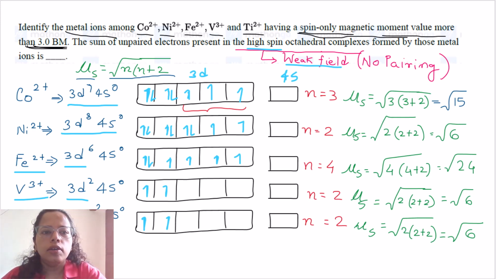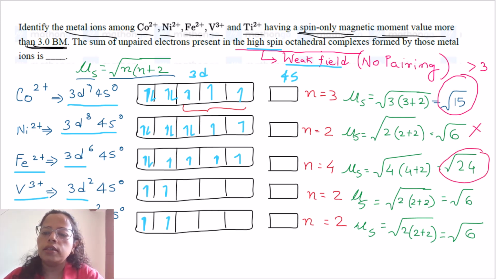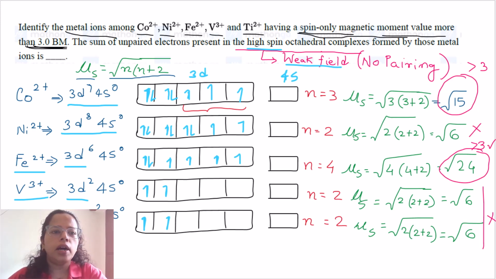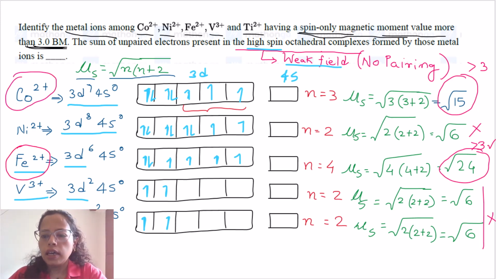Now amongst these, we have to see which ones give a μ spin-only value greater than 3. So √15, yes, that will be greater than 3. √6 is not greater than 3. √24, yes, it is also greater than 3. √6, both are not greater than 3. So you can see very well that amongst the 5 metal ions, only cobalt and Fe2+, only these 2 metal ions give the μ spin-only value greater than 3. So we have got our ions.